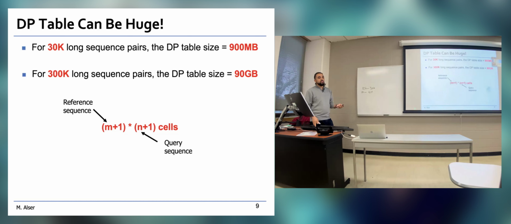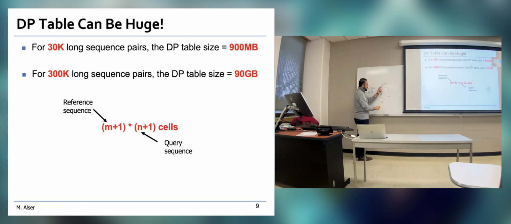And why do we need 900 megabyte? So remember, when we need to build the table, we have one sequence over here, the other sequence over there. And we do initialization over here, initialization over there. And that adds 1 to the length, or the width, of this table, and 1 to the height. So that is to say we have here 30K, another 30K, and now we add 1 for initialization, which is not important, right?